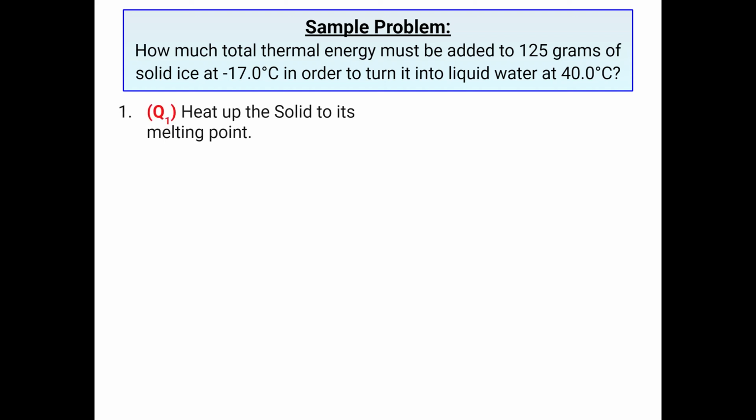The first step is going to involve heating up the solid until it reaches its melting point. Why would we do that? Well, remember that we're starting out with a solid block of ice, and it eventually turns into liquid water. So there's going to be a phase change at some point where the solid becomes a liquid. That can only happen at the melting point of this substance. So the first amount of energy, or Q, that we're going to have to calculate is the energy required to heat up the solid to its melting point.